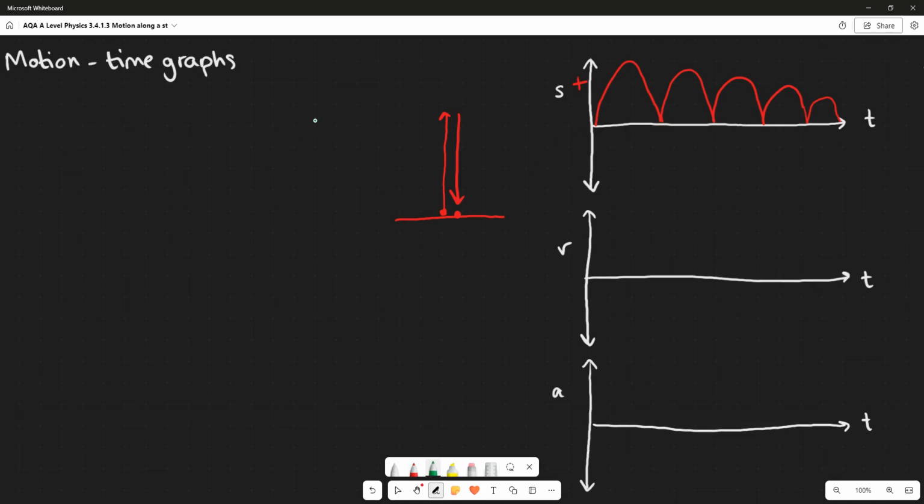I am going to consider the upwards direction to be the positive direction. Notice that this arrow has a line across it, making it look like a positive sign. When we're dealing with vectors, you need to decide which direction is going to be positive. And I've decided that upwards is positive, meaning that the ball is going to stay in the positive region of this graph because it is only ever above the ground.